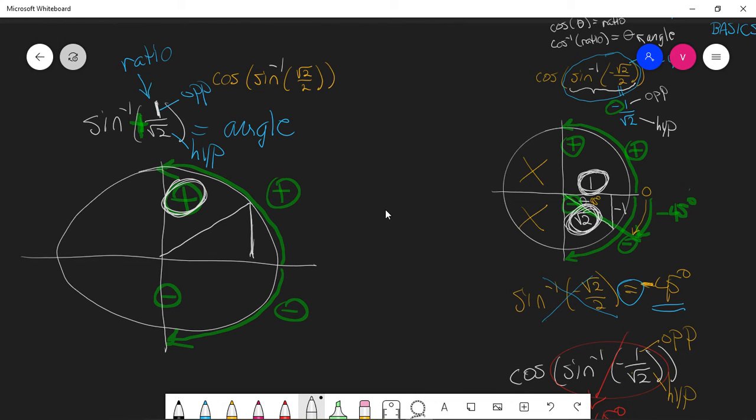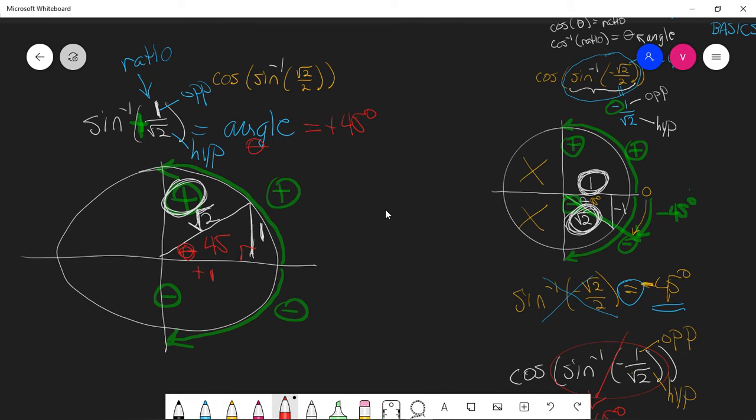Here, opposite is 1. Hypotenuse is root 2. And we want to know this angle right here. This is the theta that we're talking about. And you should recognize it as being 45 degrees. So 1, 1, root 2, special right triangle. So your angle answer for this will be positive 45 degrees.